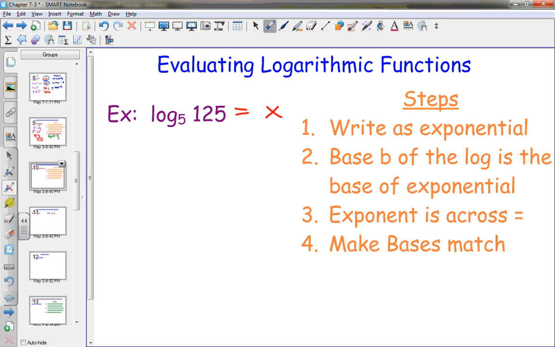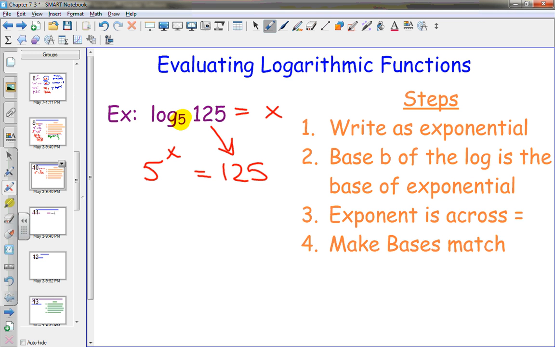So now what's my base? Your base is 5, so that becomes the base of my exponential. So I have 5, leave a space, write the equal sign. What's the exponent on the 5? Look across the equal sign, that becomes x. And then where does the 125 go? On the other side of the equal sign.